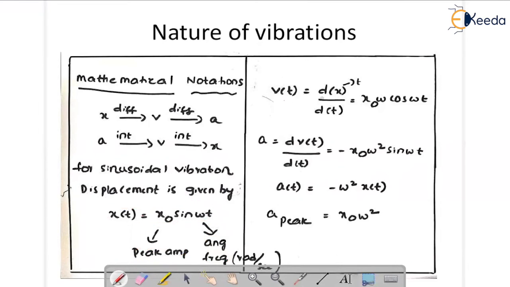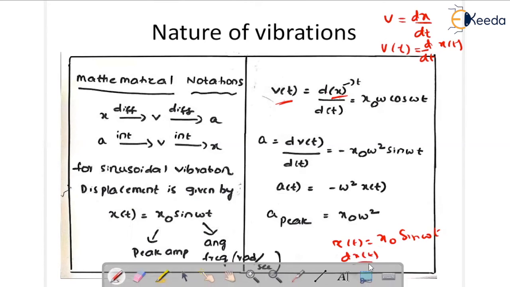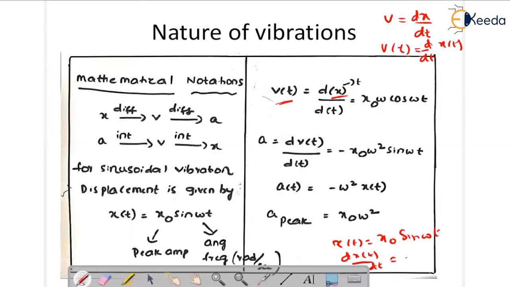Now, v of t is equal to dx by dt. If v is a function of time, then d by dt of x is also a function of time, so v of t is the differentiation of x of t. If x of t is equal to x naught sine omega t, then dx of t by dt is, with x naught being a constant, x naught omega cos omega t.